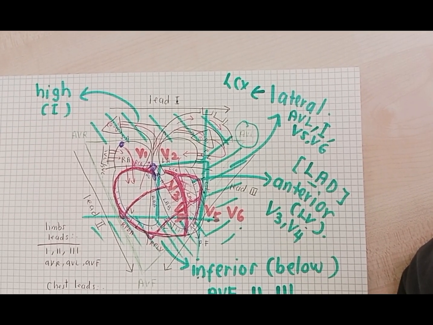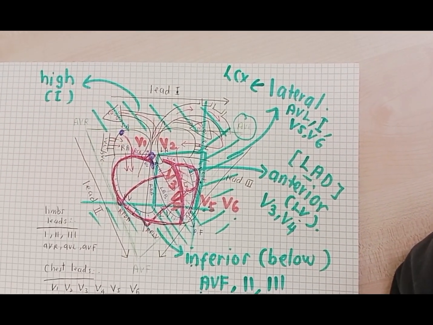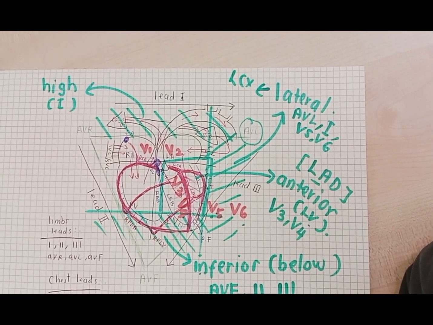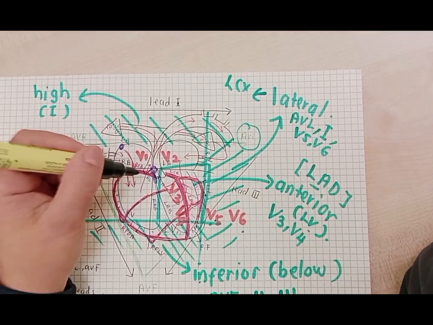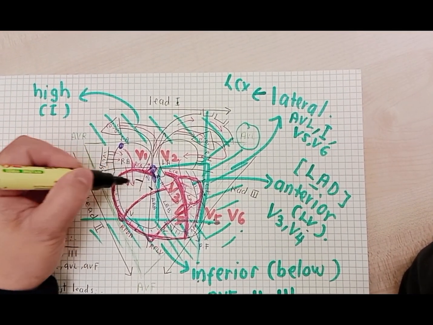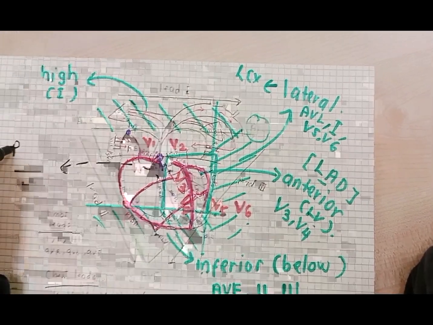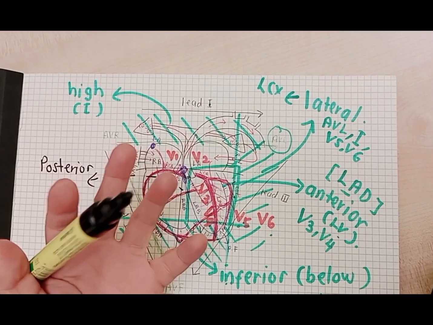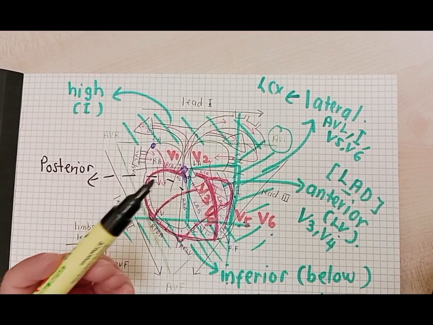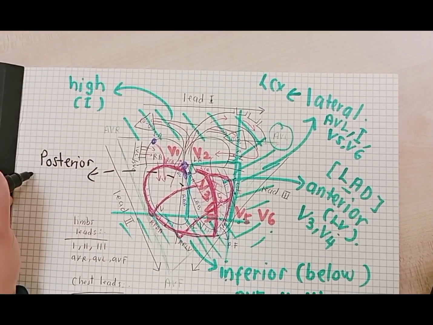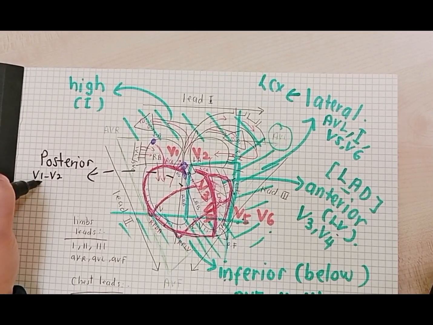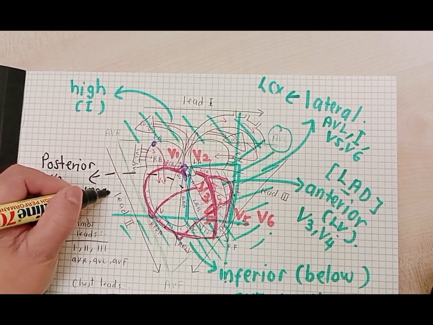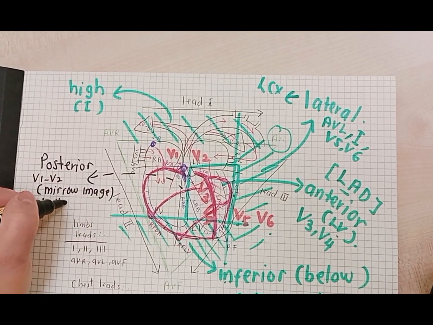So now, which artery supplies the posterior part? Here at the back is the posterior. From the front of the 12 lead standard ECG, we can see V1 and V2 as a mirror image to the posterior.